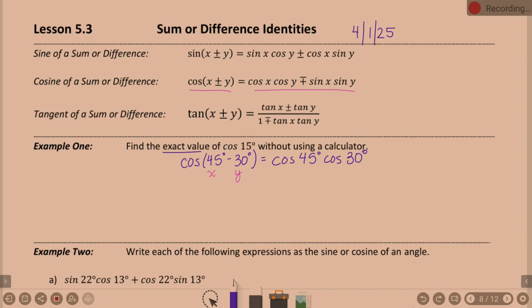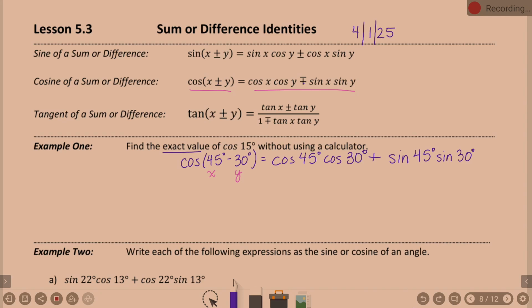Do I want to add or subtract here? We're going to add. This is cosine. Notice here it was plus or minus, but over here it's minus plus. So that tells you to use the opposite sign. Since we had minus, we're now going to use plus. So plus, and now we're doing sine x, sine y. So sine of x, which is sine of 45 degrees, sine of y, which is sine of 30 degrees.